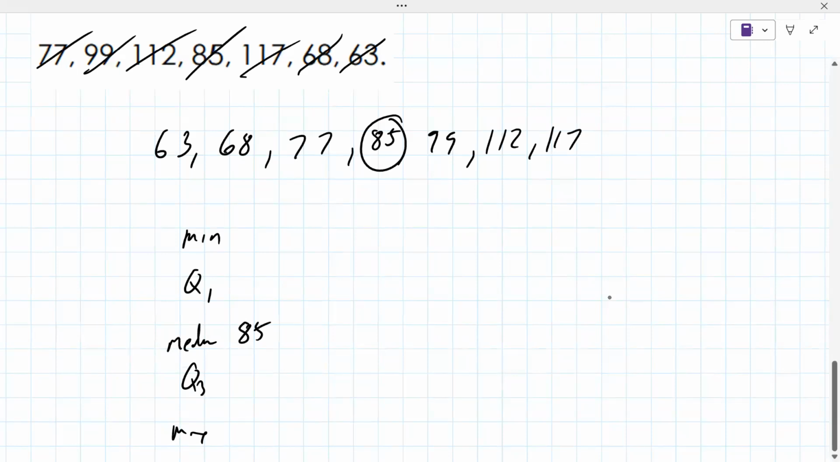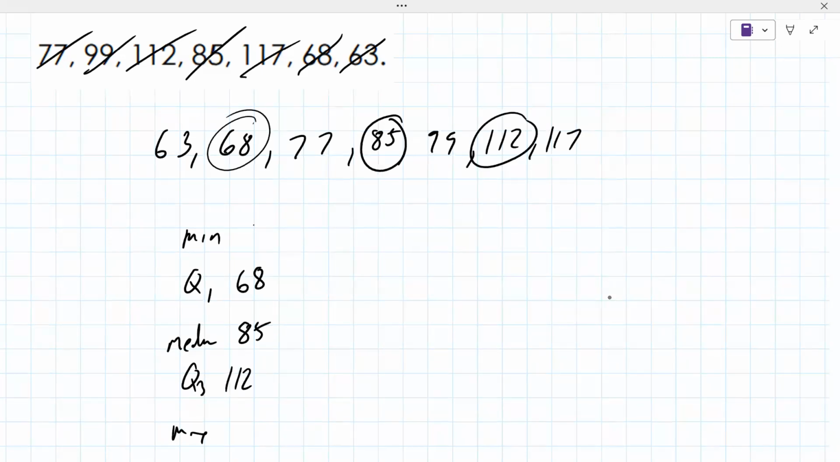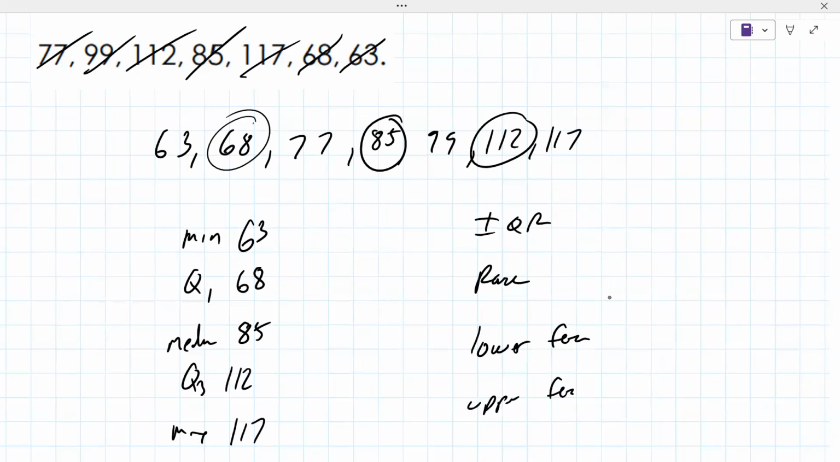What is Q1? Would that make Q1 68? Yeah, so it's exactly, that's the best case when it's a perfect middle number. How about Q3? Q3 is 112. All right, so I want you to calculate the IQR, the range, and then we're going to calculate the lower fence and the upper fence.